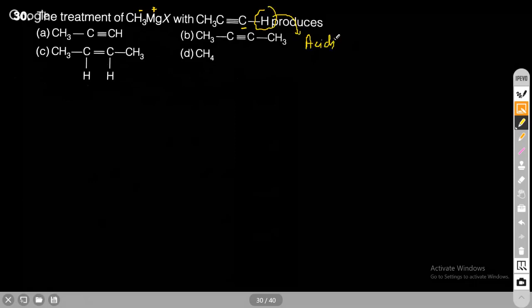And why is it an acidic hydrogen? Because this carbon is sp hybridized. So since we again have a terminal alkyne here, the hydrogen is acidic. So we can say the terminal alkyne can easily protonate the Grignard reagent. So write down this point here: terminal alkyne can easily protonate Grignard reagent. Protonation means what? Addition of H plus, right?